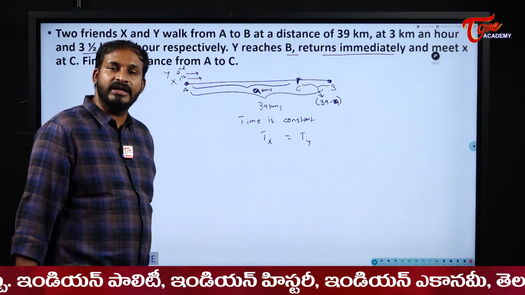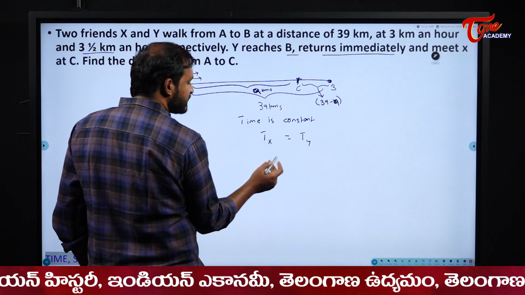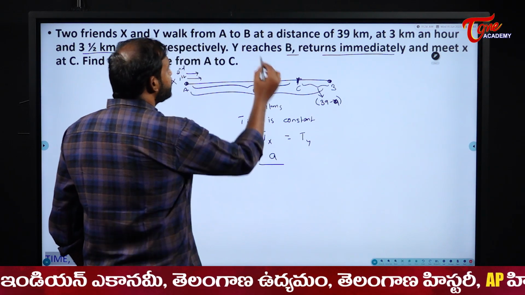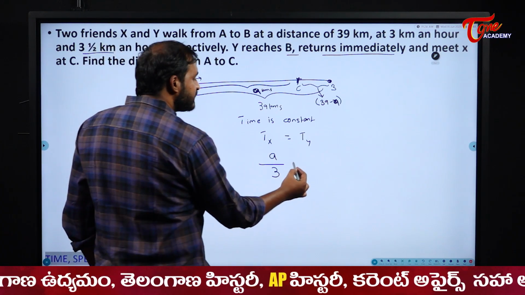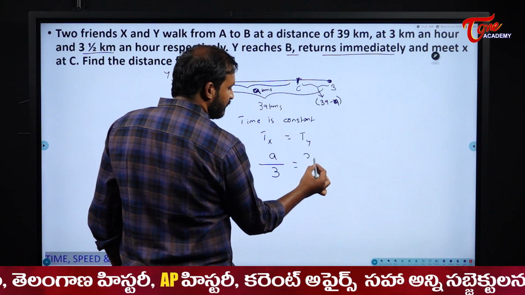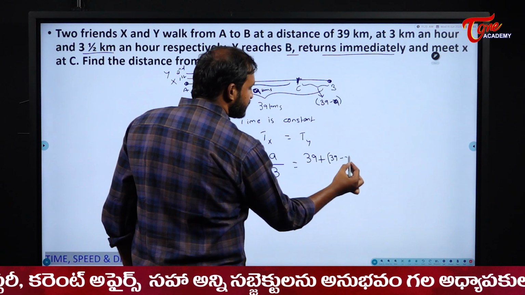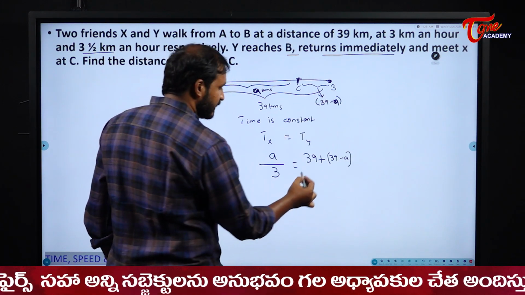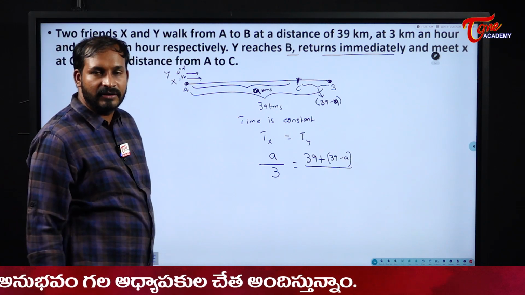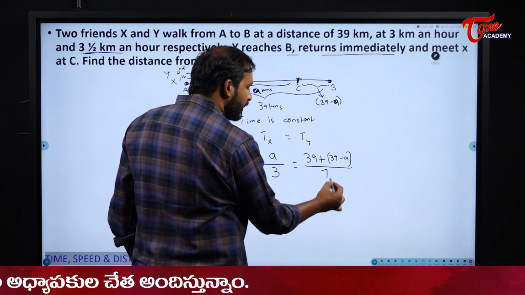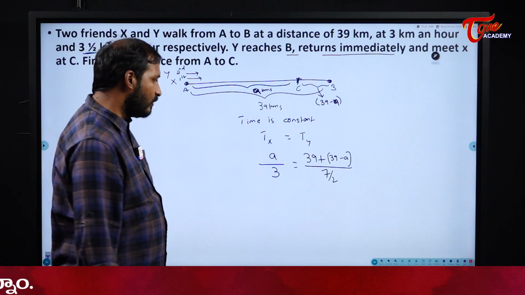So what is the formula for time? Distance by speed. So what is the distance covered by my X here? A kilometers. And the speed is how much? 3 kilometers per hour. So that is A by 3. That is equal to, what is the distance covered by my Y? Initially it will cover 39, along with that 39 it will also cover 39 minus A. By what is the speed of Y, students? 3.5 kilometers an hour, which I am writing as P by Q, which is 7 by 2. Okay, now solve it, students.